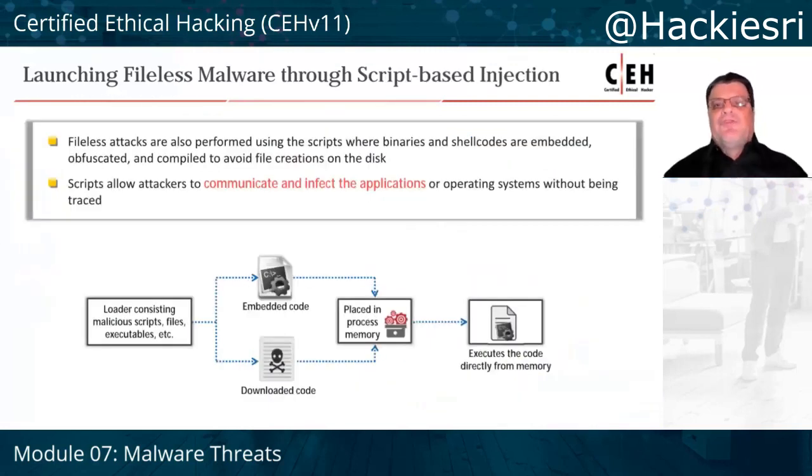Launching fileless malware through script-based injection. Fileless attacks are also performed using scripts where binaries and shellcodes are embedded, obfuscated, and compiled to avoid file creation on the disk. Scripts allow attackers to communicate and infect applications or operating systems without being traced. Here on the bottom chart, we see a loader consisting of malicious script files and executables and so on, and generates embedded code and downloaded code. This is placed in process memory and executes the code directly from memory thereafter.